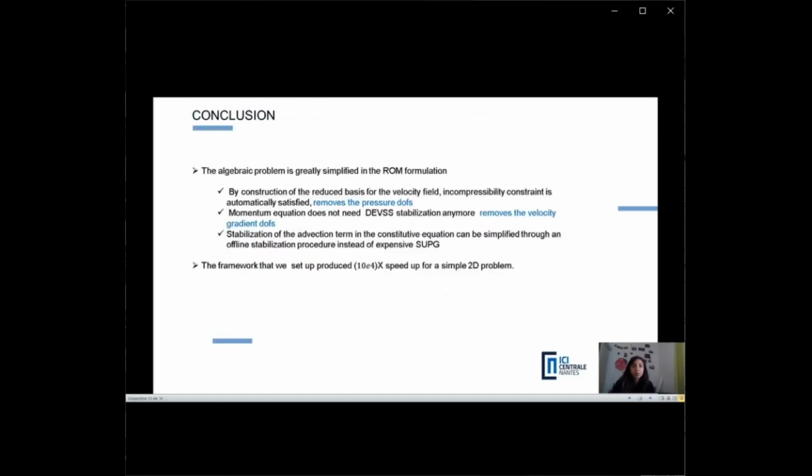So we can conclude by saying that the algebraic problem is greatly simplified in the reduced framework. Due to the construction of the basis, we can remove the pressure degrees of freedom because the continuity equation is automatically satisfied. We do not need DEVSS-Galerkin stabilization, which removes the velocity gradient degrees of freedom. And the constitutive equation can be simplified through an offline stabilization procedure instead of expensive SUPG.